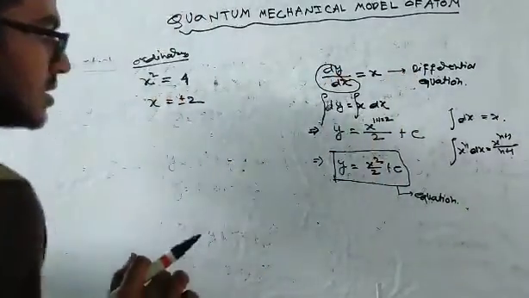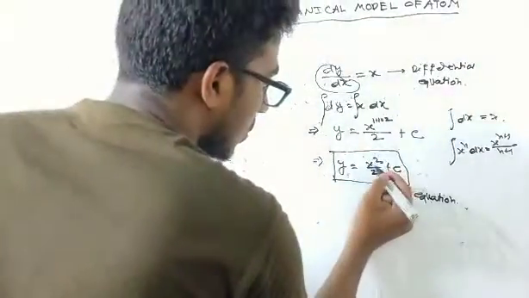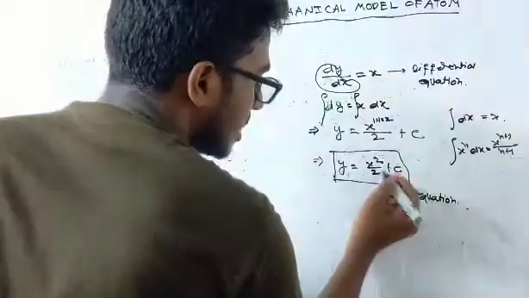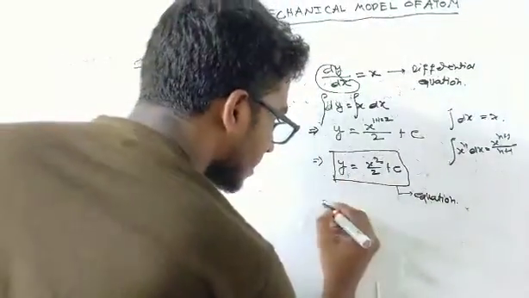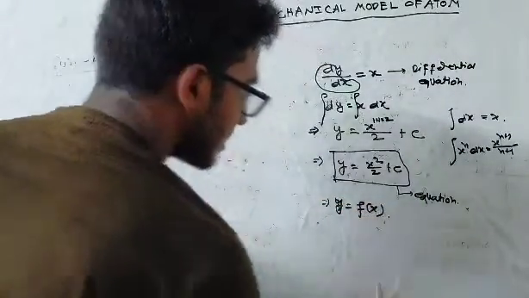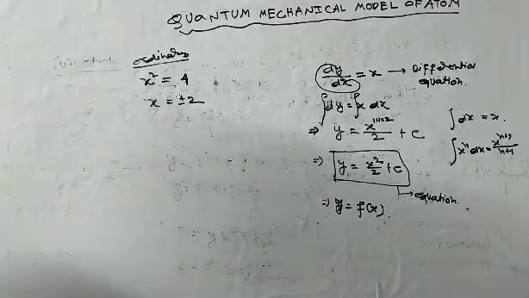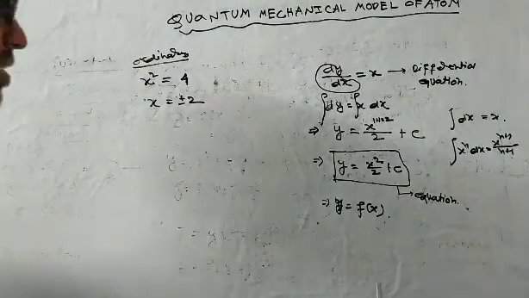Now look at the solution. Here y equals x squared by 2 plus c. So that means the value of y depends on x. So I can write y equals a function of x.